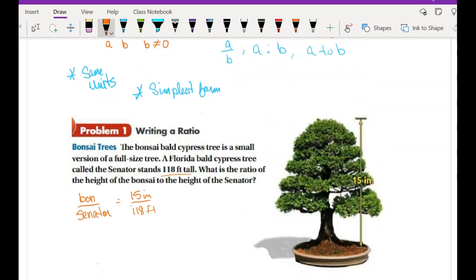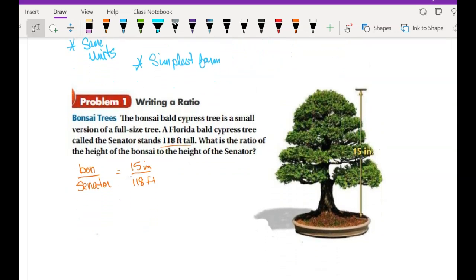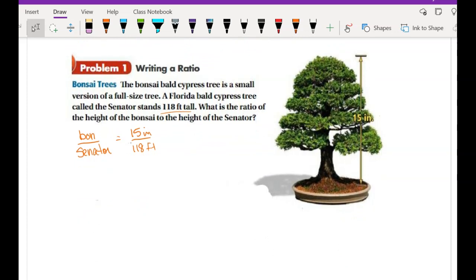Okay, so if I go look at what I need to make sure I have the same, are my units the same? Nope. I'm going to have to change that. So I need to change 118 feet to inches. So you're going to look how many inches are in a foot. 12 inches are in a foot. So I'm going to do 15 inches over 118 times 12, which is 1,416 inches.